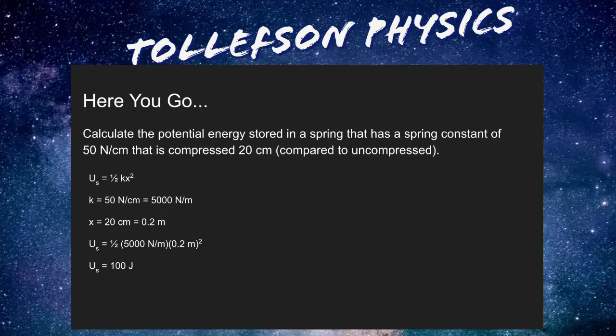So you have 50 newtons divided by centimeters. That converts to 5,000 newtons per meter. You have 20 centimeters for the compression. That converts to 0.2 meters. So when you substitute all of that in, you'll end up with an elastic potential energy of 100 joules. All right, so let's do one more example.